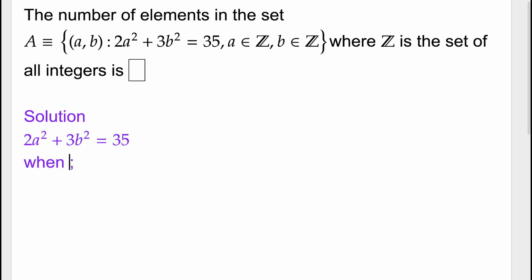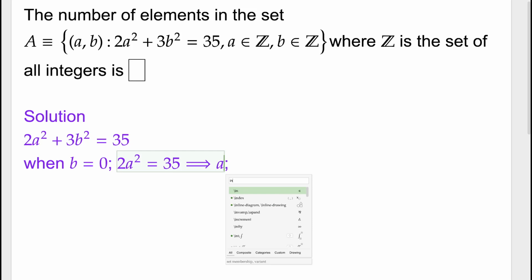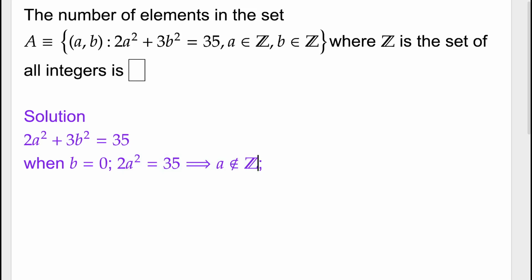Now when b is equal to 0, if I consider this fact, then in that case 2a² becomes equal to 35, because we have substituted the value of b over here. Now from this equation it is clear that there is no such a that belongs to the set of integers. So no such integer will satisfy this particular equation.